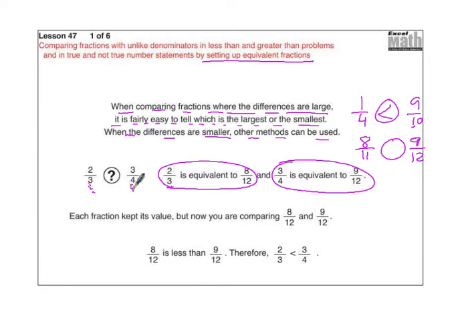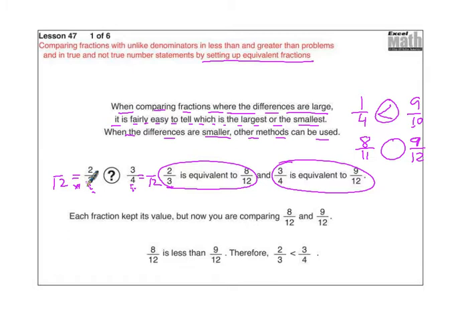We do the multiples of 4, the bigger of the denominators. First multiple of 4 is 4. Does 3 go into 4? No, it doesn't. How about the next multiple of 4? 8. Does 3 go into 8? Not evenly, right? How about the next multiple of 4? 12. Does 3 go into 12? Yes, it does. So we're going to use 12 as our common denominator on both sides.